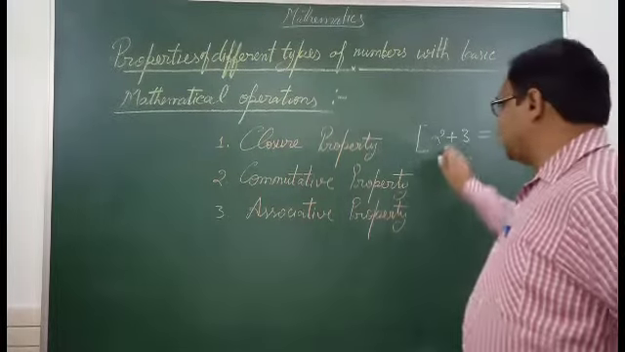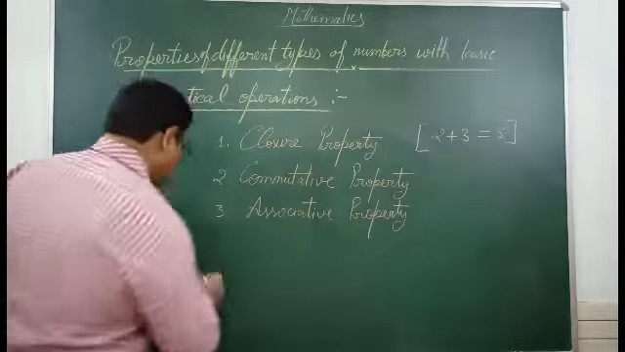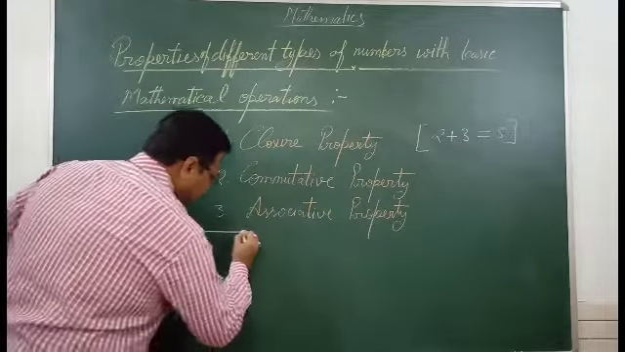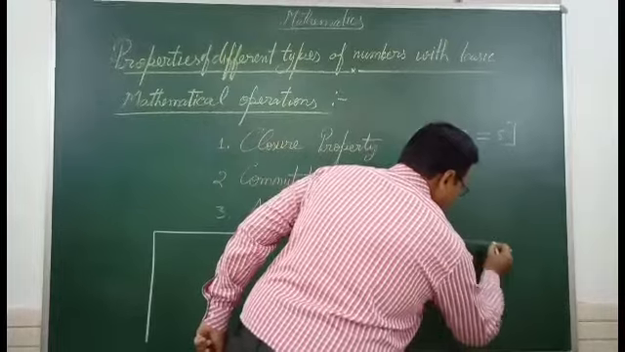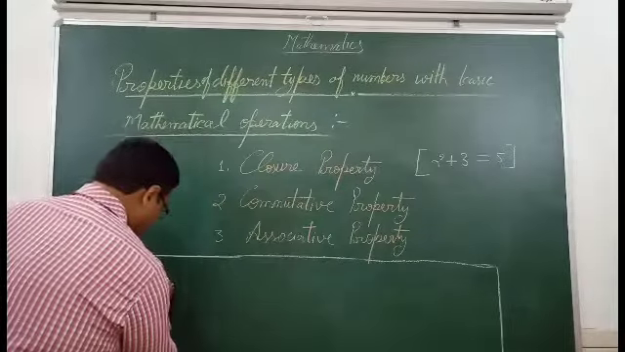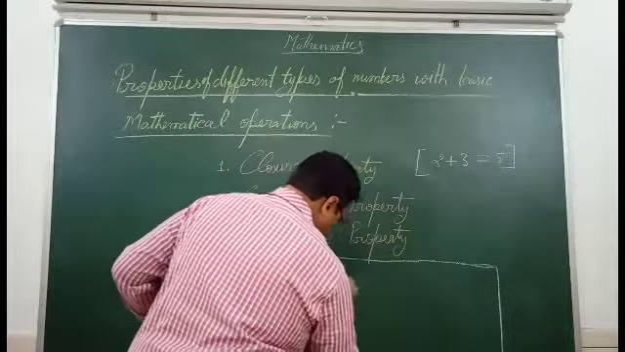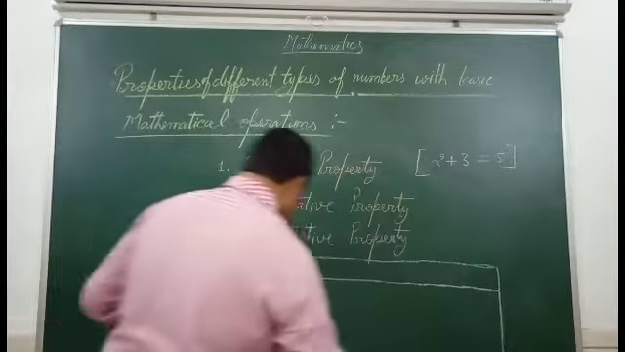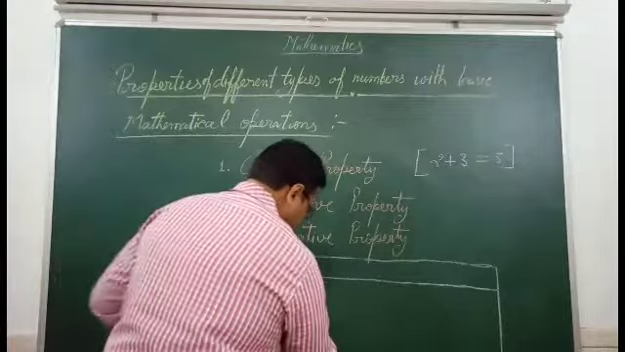Okay? So for that we will make a table. With the help of that we can understand easily whether different kinds of numbers are closed or not closed under addition, subtraction, multiplication and division.